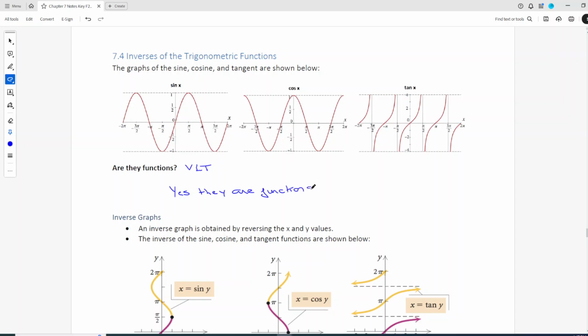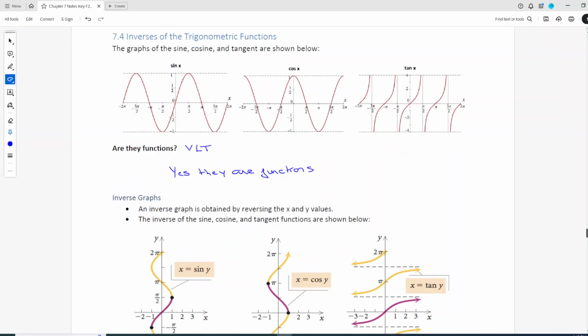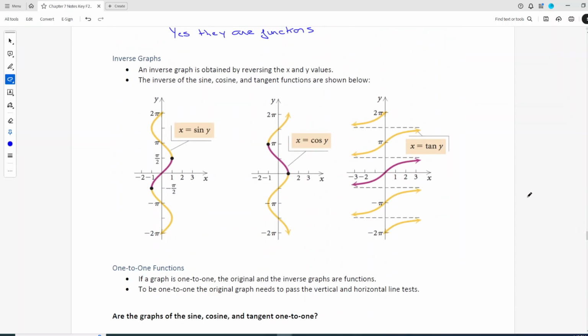Well, let's do a little recap way back to chapter 5. What is an inverse? An inverse graph is obtained when you reverse the x and the y values. The inverses of sine, cosine, and tan are shown below. You'll notice that the x-axis becomes the y-axis and the y-axis becomes the x-axis. So your angles are now on your y-axis and your y values are now on your x-axis. So it goes from -1 to 1, and then you can see the period is 2 pi.